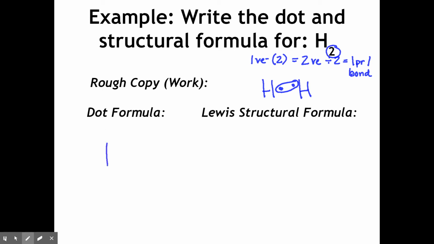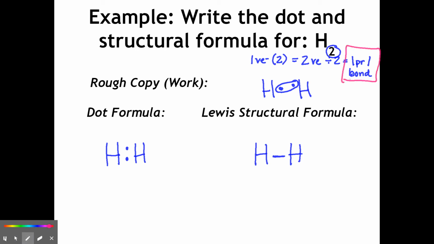The dot formula, we write our H's and then we put that shared electron pair in the middle. For the Lewis structural formula, we write our H's, and instead of the circled electrons, it gets one line to say that is bonded. Okay, so we're going to check to make sure this is correct by going back to the top. This top says that we have one pair or one bond. Here is one bond shown. So we are correct.